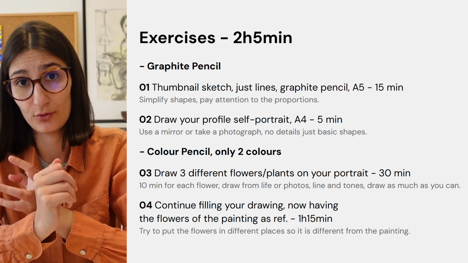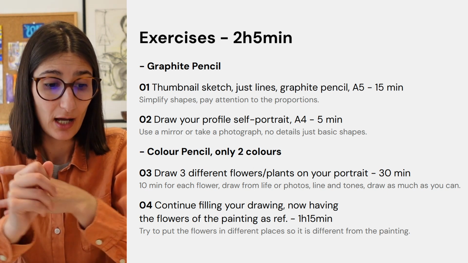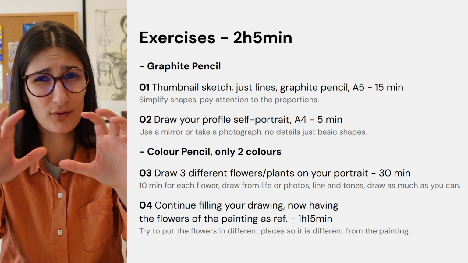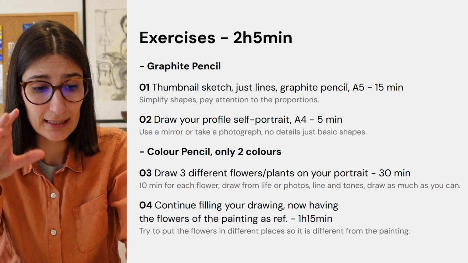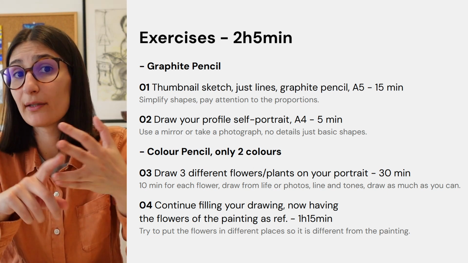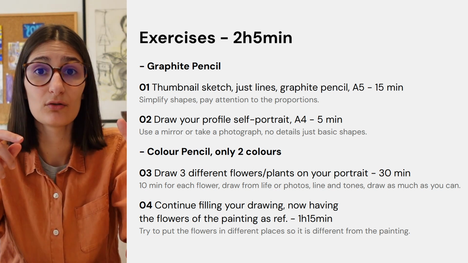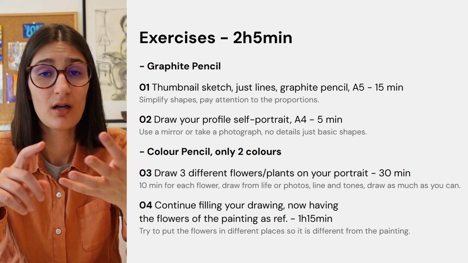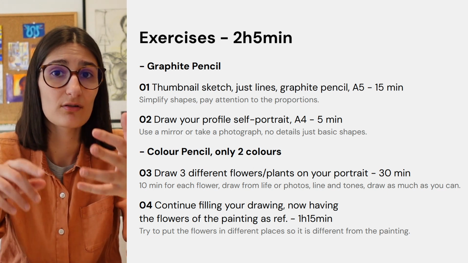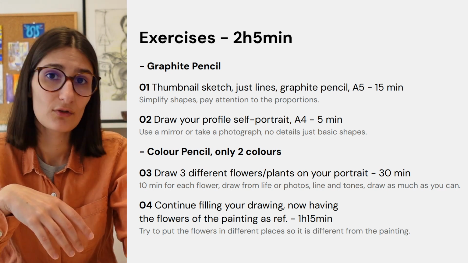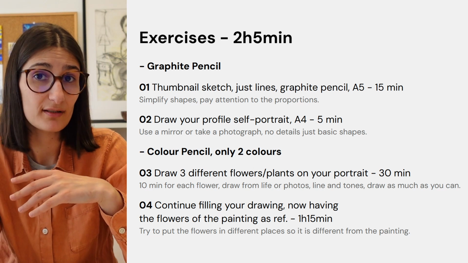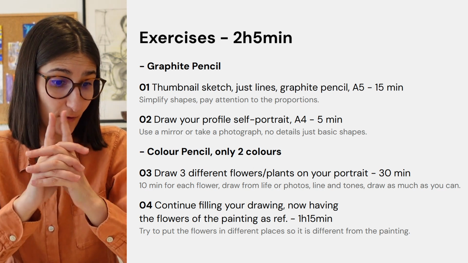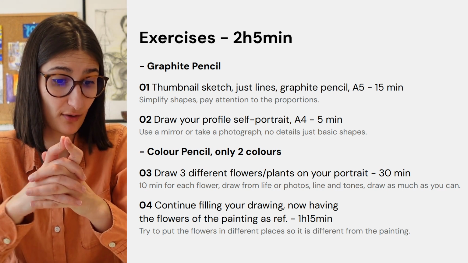Then the third exercise, we'll start applying color. I suggest you use color pencils. I will only use 2 colors, so the composition and the drawing do not get too complicated. I will use blue and orange. You can use other complementary colors or analogous colors, for example, red and orange or orange and yellow. You can use pink and green, for example. Those are nice combinations.